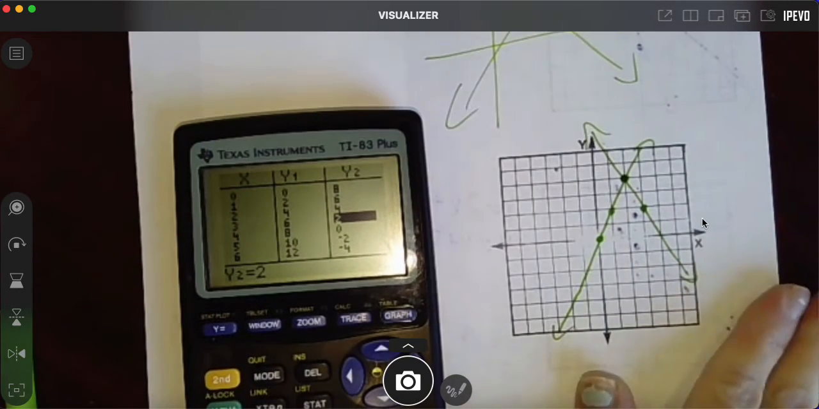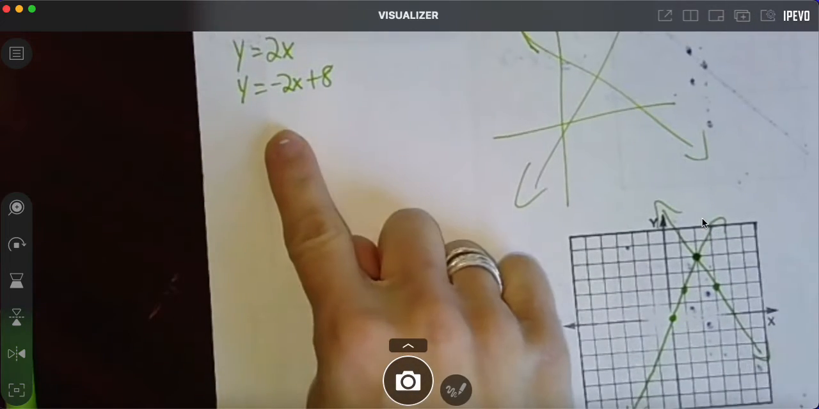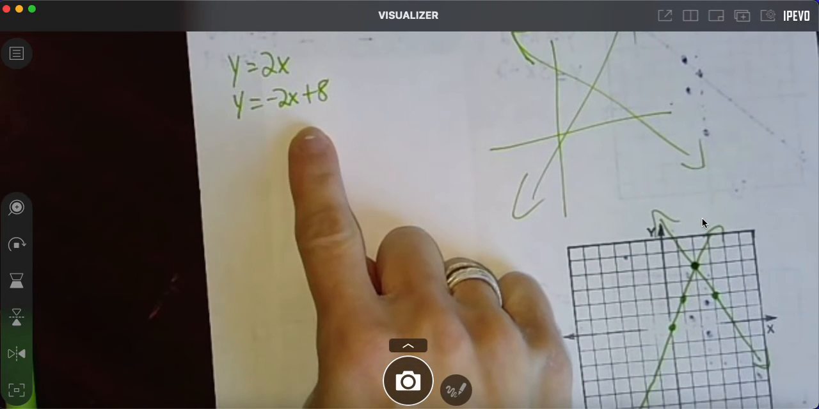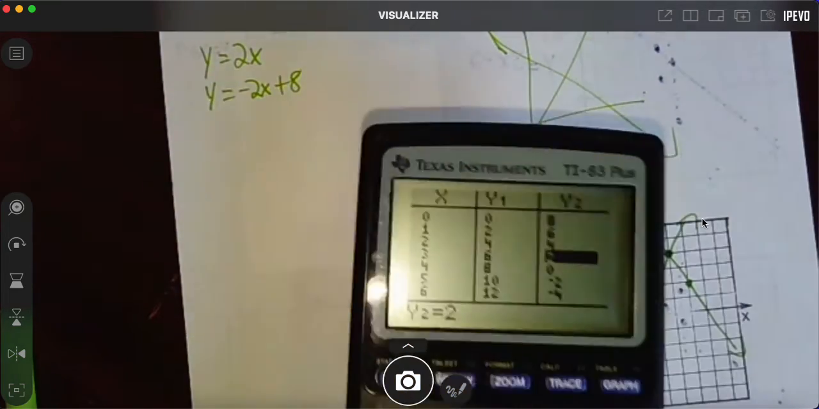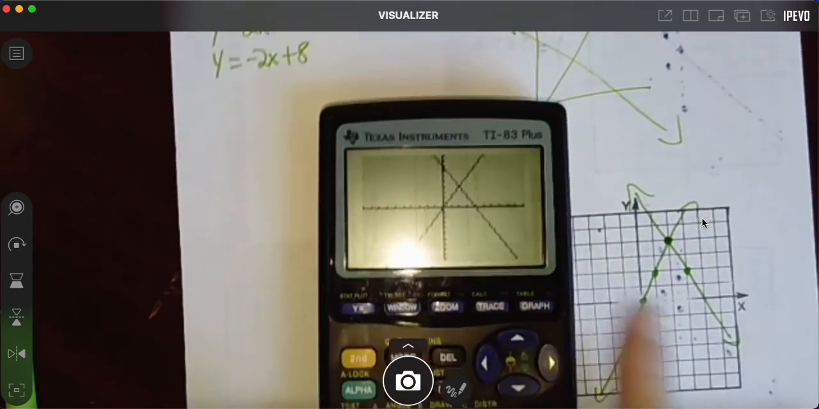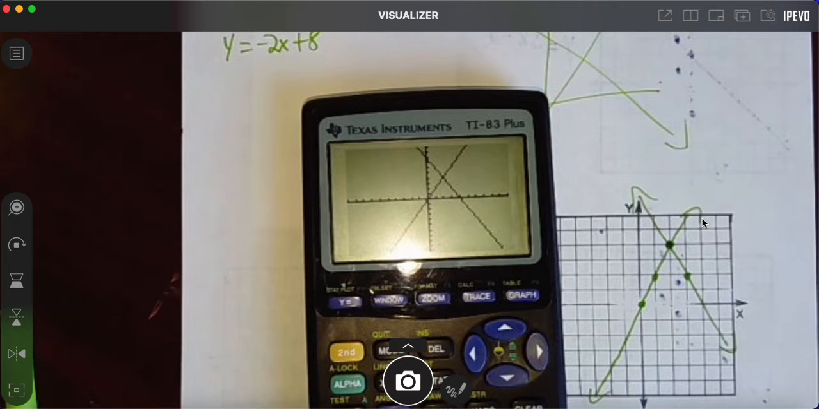To me, I would rather just graph these, but say I don't know where they cross. That's when I would use my calculator. So let me show you that now. Press graph. Everybody go back to your graph. I want to find where these cross, where they intersect, right?